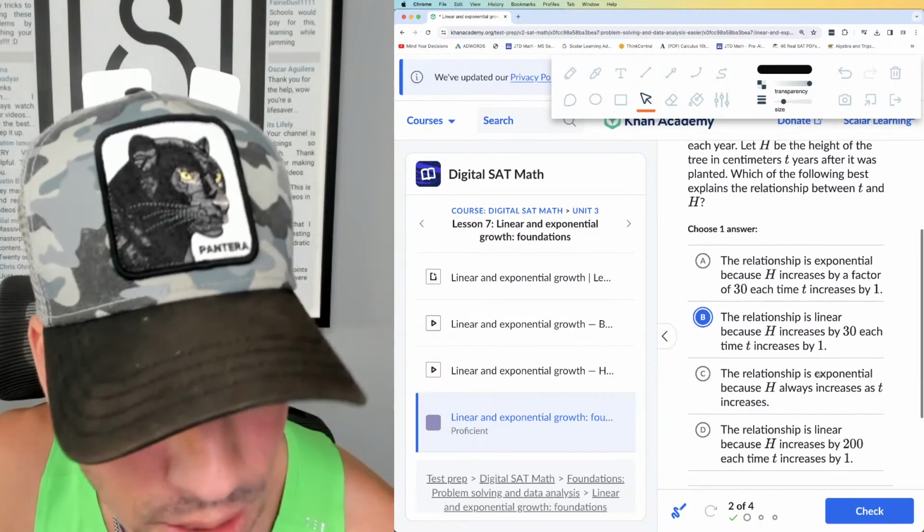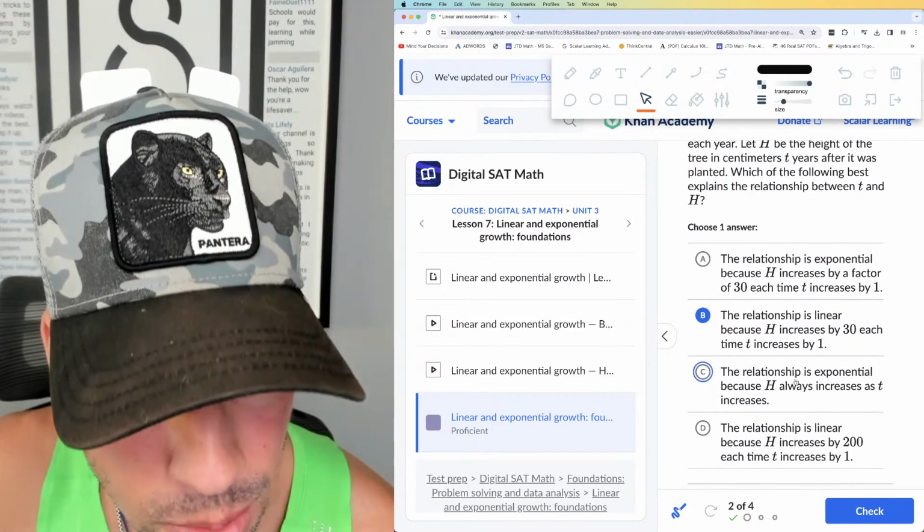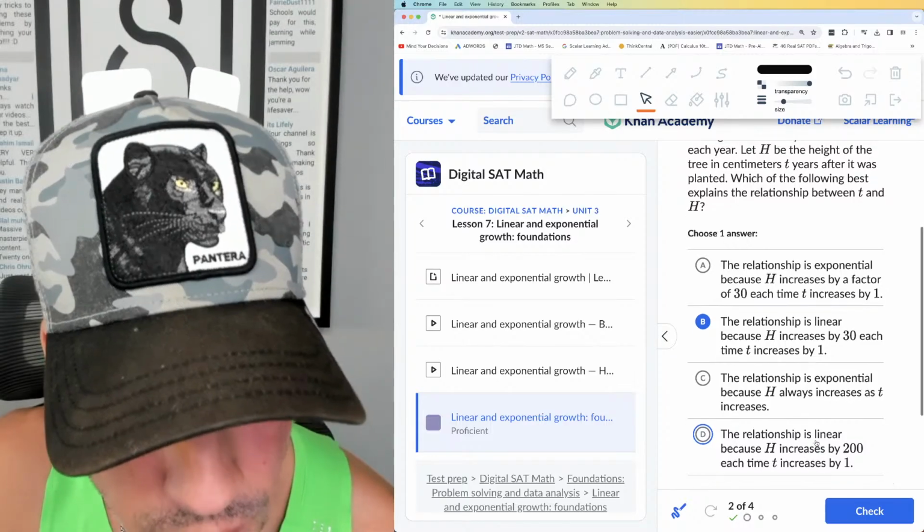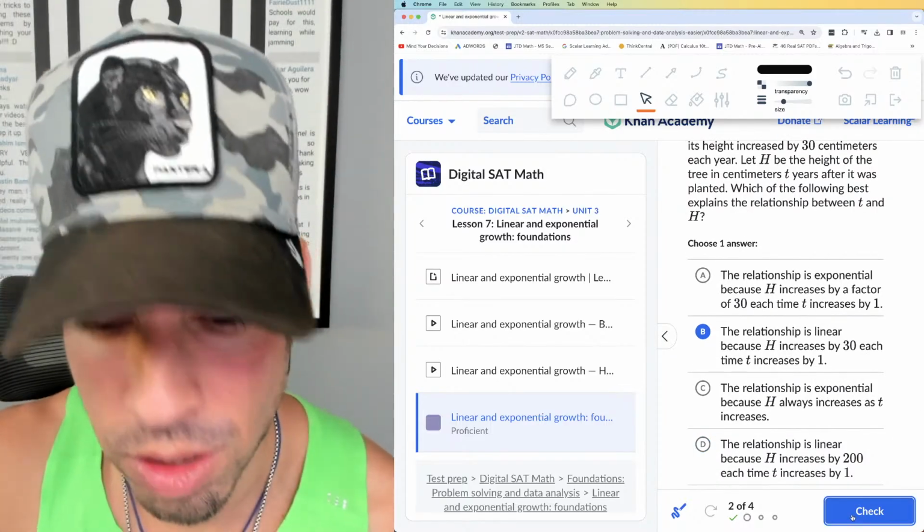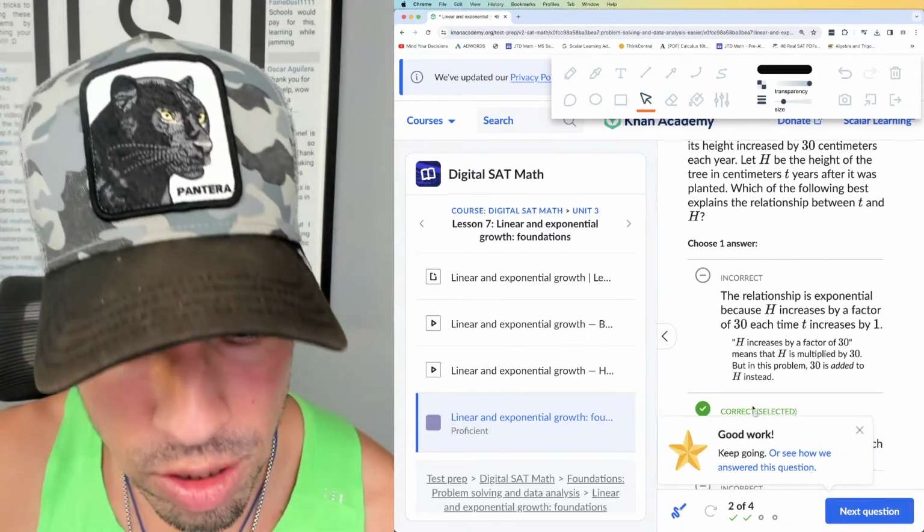Yep, same idea. H increases by 30 as T increases by 1. Yeah, it doesn't increase by 200. 200 is the starting value, aka y-intercept. All right, here we go.